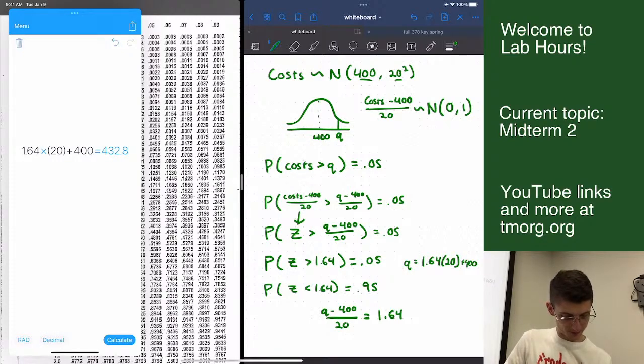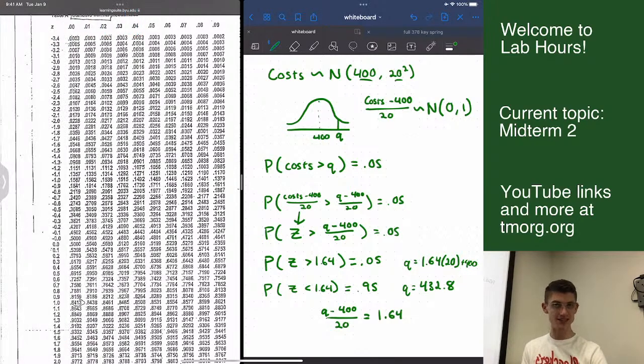432.8, right? Q is equal to 432.8. What does that mean? Somebody tell me what that means. That means if you budget $432.80, then you will only go over budget about 5% of the time. Exactly correct. Perfectly exactly correct.